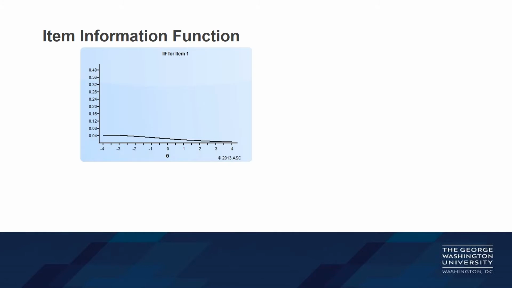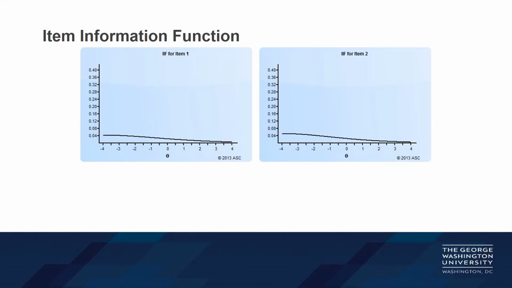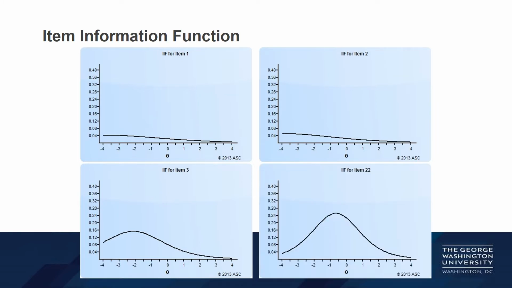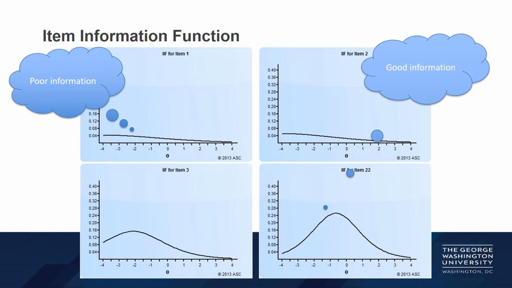Here are some realistic looking item information functions from a test that we generated. We can see that item 1 and item 2 didn't do such a good job of discriminating, of giving us information. Those were the ones that were kind of flat, and the actual data wasn't really discriminating anything. Items 3 and 22 on this test discriminate very well. They actually show a difference between high performers and low performers around their difficulty, poor performance and good performance. So we want items that look more like 3 and 22 and fewer items that look like 1 and 2.